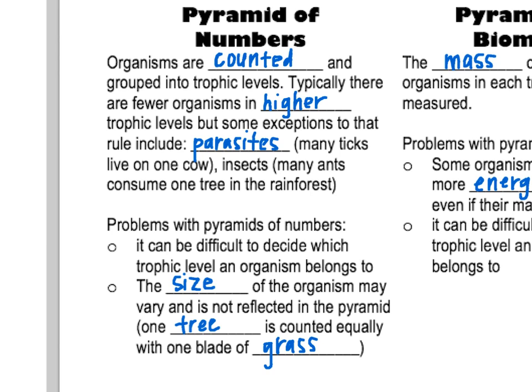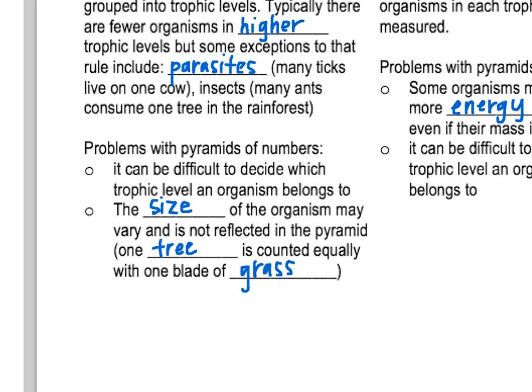Now, there are some problems with the pyramid of numbers. It can be difficult to decide which trophic level an organism belongs to. Things like people can eat both plants and animals, so are we primary consumers or secondary consumers? It can be difficult to decide. And also, the size of the organism may vary. So just by counting how many of them there are, that doesn't tell you how big they are. So a thing like a tree is counted equally with one blade of grass, and that can be kind of confusing.